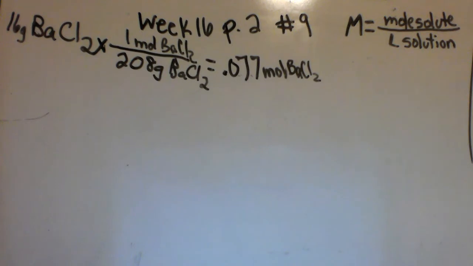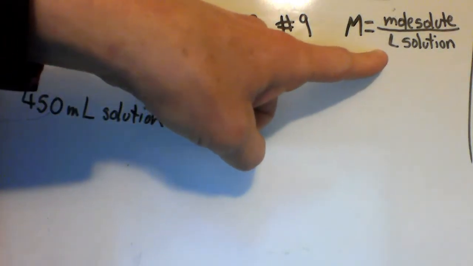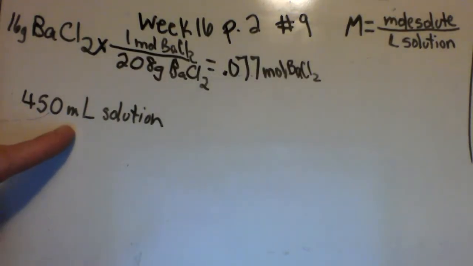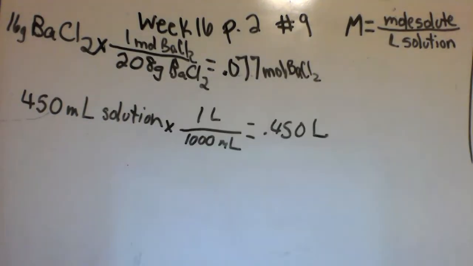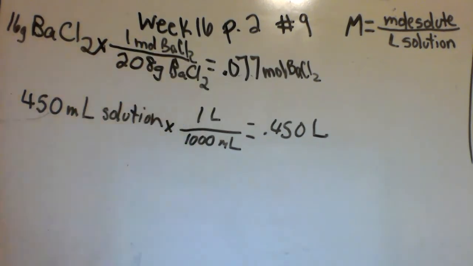The next bit of information we're given is 450 milliliters of solution. We know that in order to find molarity, we need liters of solution at the bottom of our fraction. So we need to convert milliliters to liters. We do that by dividing 450 by 1,000, since there's 1,000 milliliters in 1 liter. We get 0.450 liters. Now, we'll substitute these numbers into our molarity fraction.